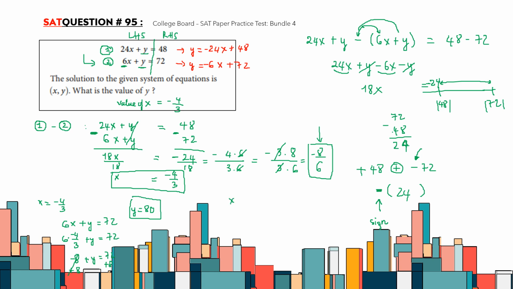And if we use x equal to negative 8 over 6, we just simplify the 6x plus y equals 72. We have 6 times negative 8 over 6. The 6 cancels. We don't have to do 6 divided by 3 equals 2 times negative 4. Y equals 72 minus negative 8, so we add 8 to both sides. Y equals 80 as well. So either way, we have the answer. The value of y is 80.